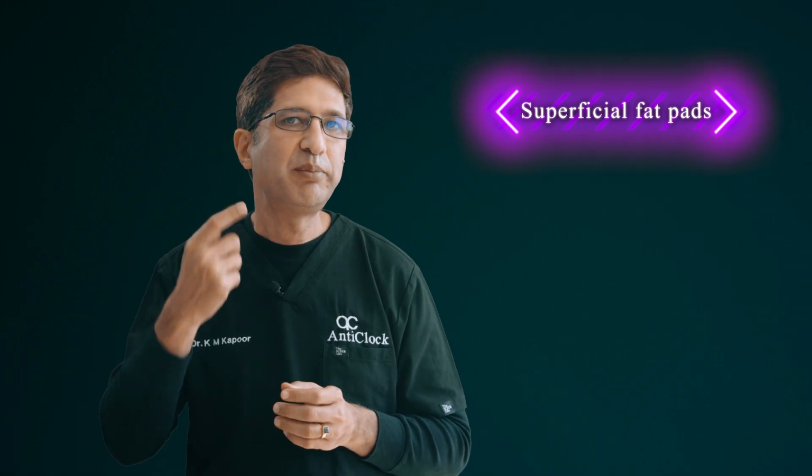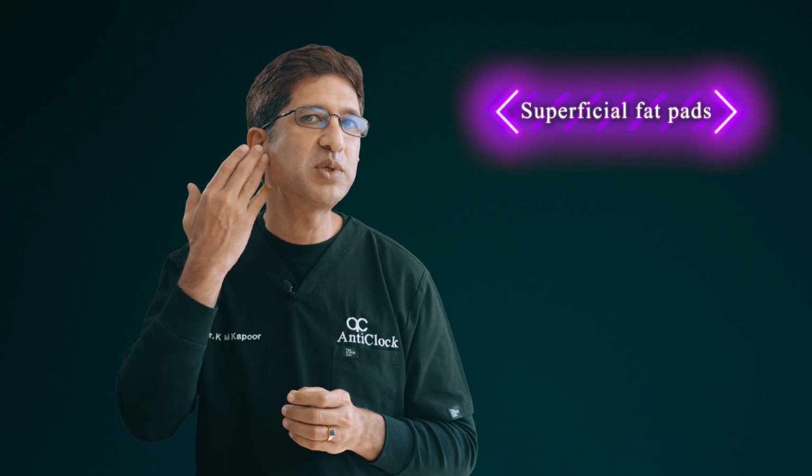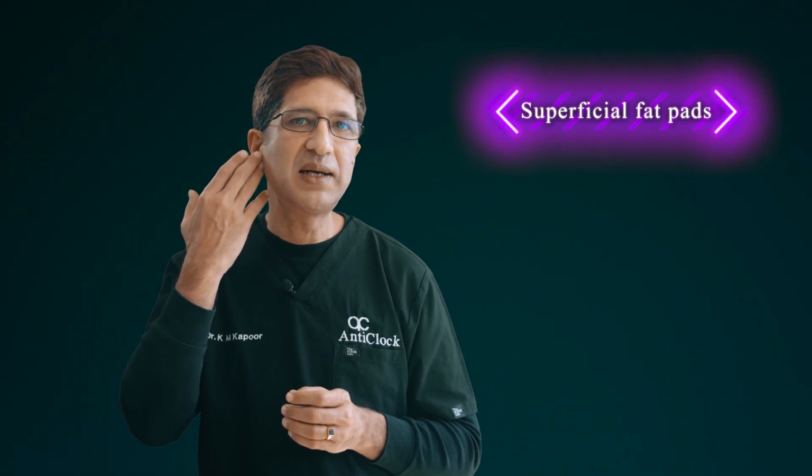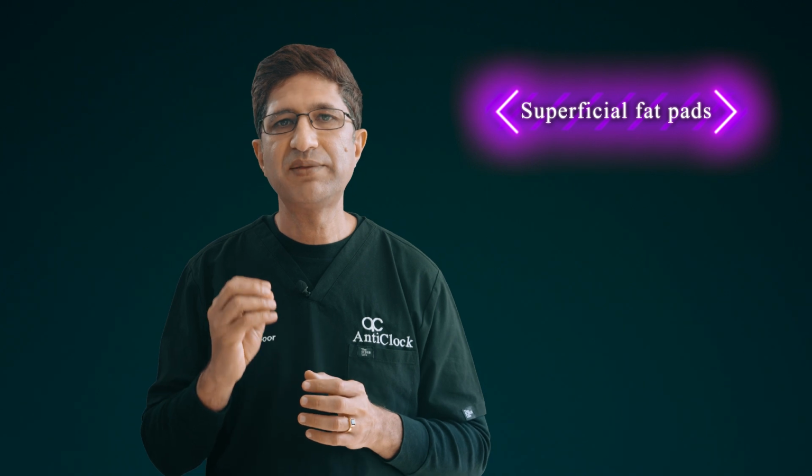At the level of the preauricular region, the platysma auricular ligament forms the posterior border of the lateral temporal cheek fat pad. This compartment is often affected by the loss of volume in the temples. It gives a hollow or sunken appearance to the lateral part of the face.